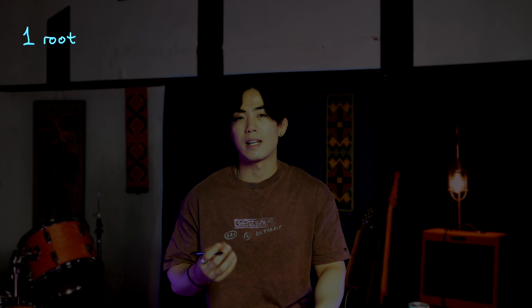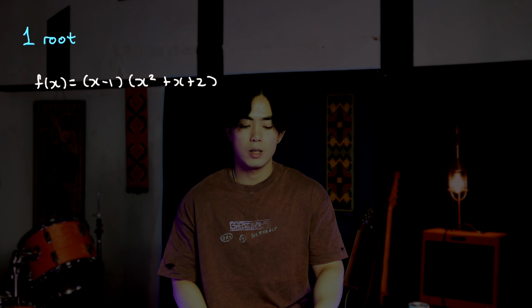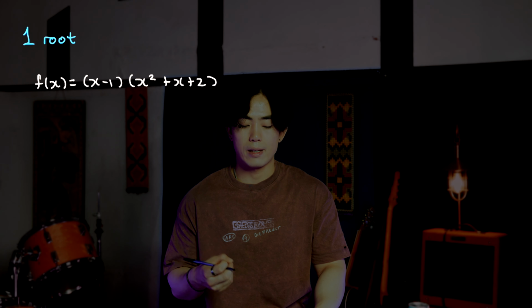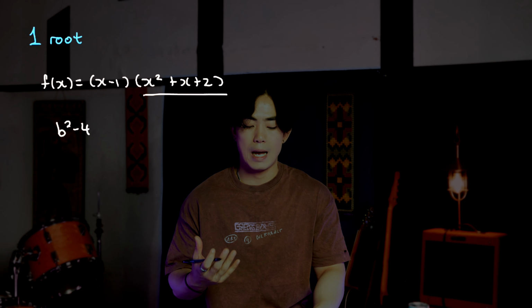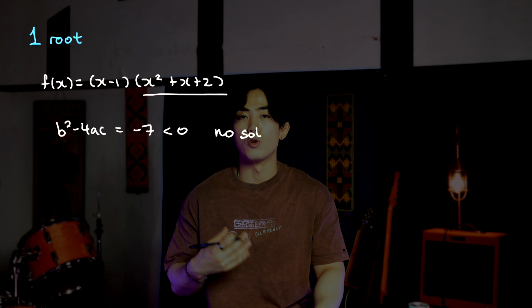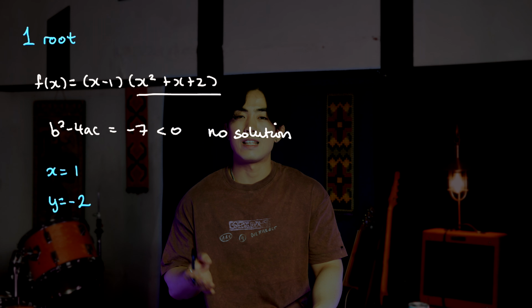The next case is when there's only one root. So an example of this would be this function here. f of x is equal to (x minus 1)(x squared plus x plus 2). This only has one root at x is 1 because this second bracket, if we were to work out the discriminant, actually comes out to be minus 7, which is smaller than 0. So we know that there's no solution, no root. So the only root is going to be at x is 1 and it's going to cut it.